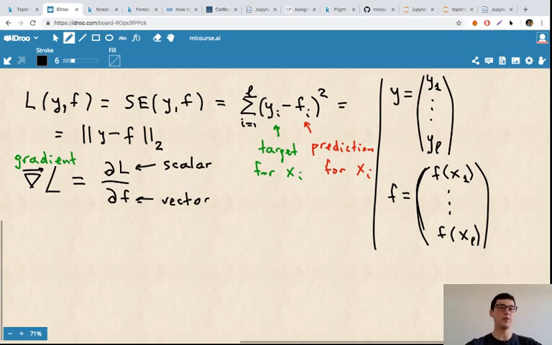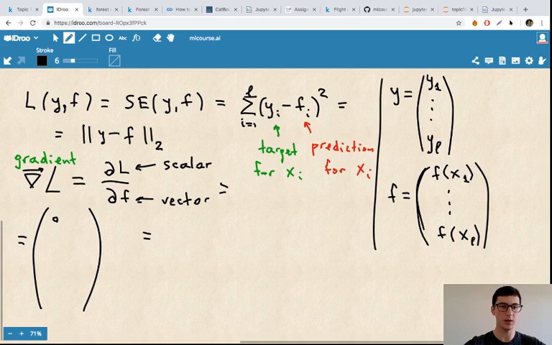Okay, so how do we define a partial derivative of a scalar with respect to a vector? It's pretty simple. It's going to be a vector of the very same length as f. So if f is L long, then this partial derivative is going to be of the same size. Its first component will be dL with respect to df1, where f1 is the answer for x1. Then the same for the second instance, the third, and so on, dL with respect to dfL.